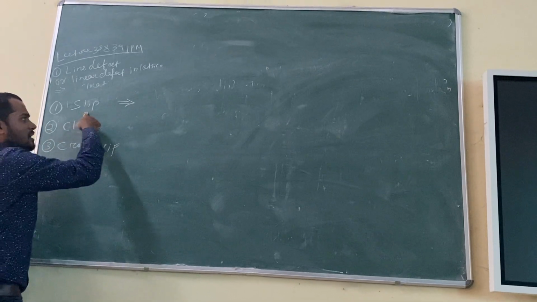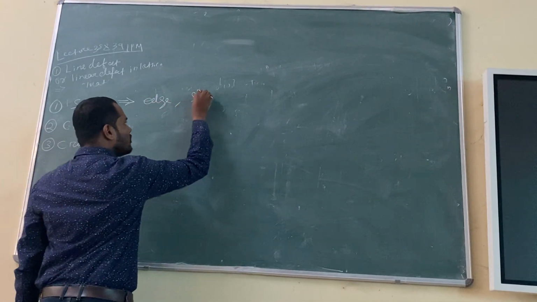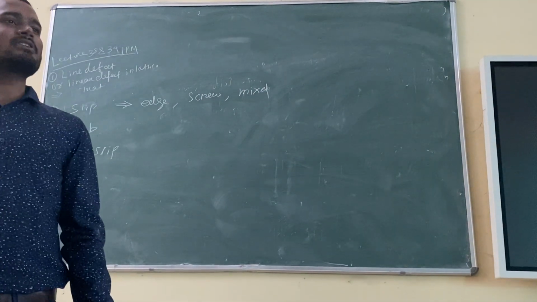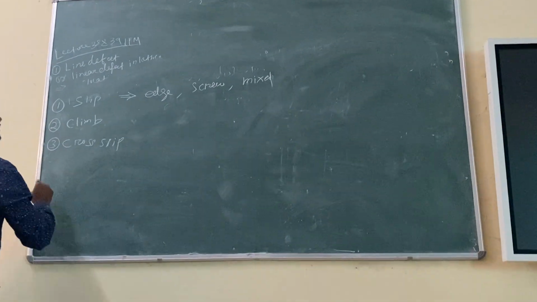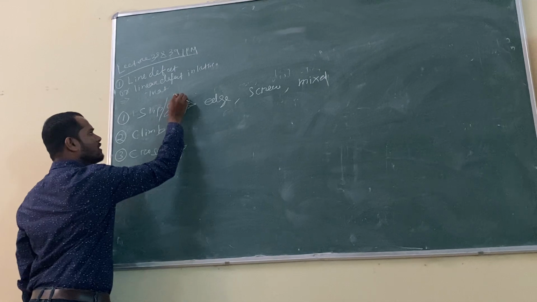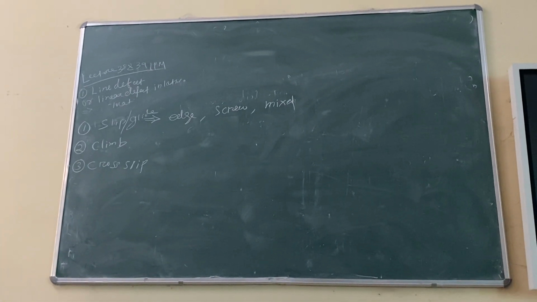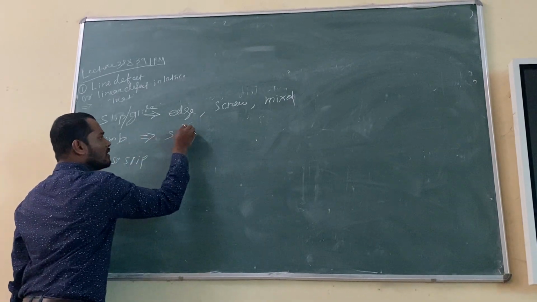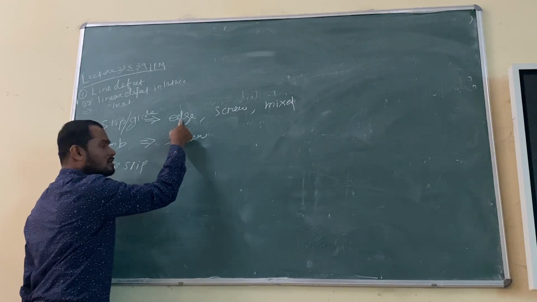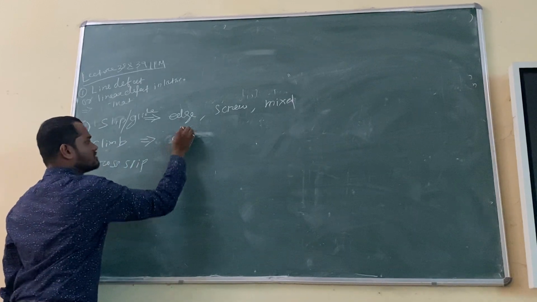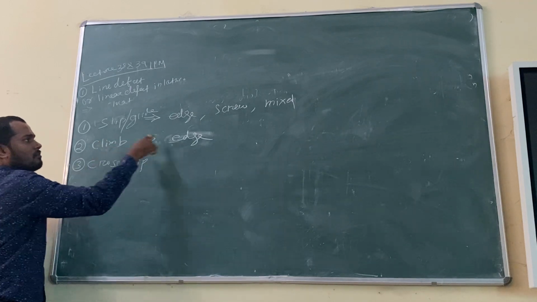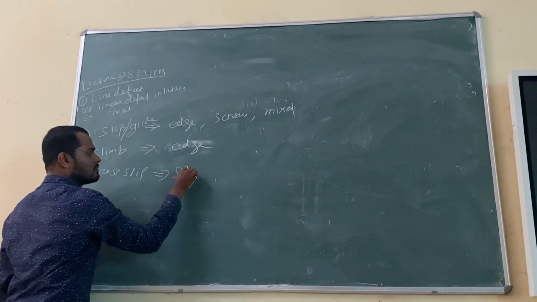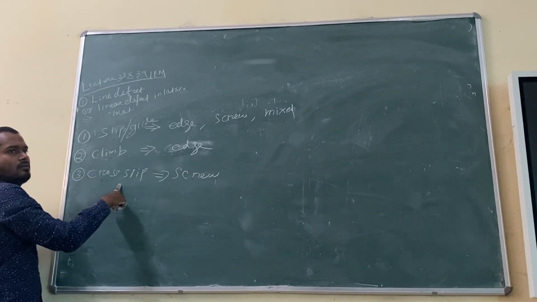Slip will be seen by edge, screw and mixed. All kinds of dislocation can slip. You can also say slip or glide simply. In a simple way you can say glide. Right? But climb will be shown by only edge. That means screw dislocation cannot climb. This one is edge. Edge dislocation can climb, but screw dislocation cannot climb. And cross slip is shown by screw only. Screw dislocation can only cross slip. Right?